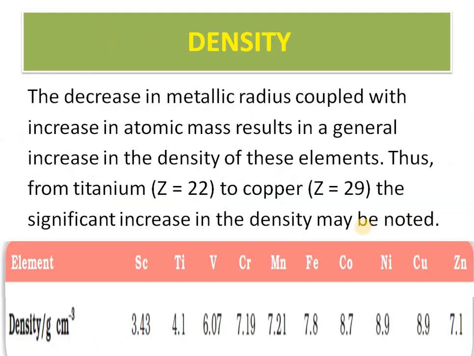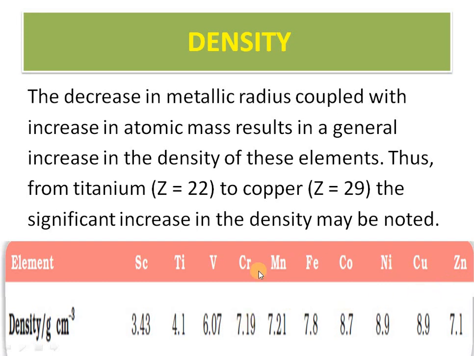Okay. So next is regarding density. Now here, density means what? Basically the definition of density is the mass per unit volume. Mass per unit volume. Now if you can see from here, scandium is 3.43 and 4.167, and here it is increasing and then decreasing. Now see, increase in charge means increase in nuclear charge. Nuclear charge means nucleus. Nucleus means mass. Increase in mass takes place here.